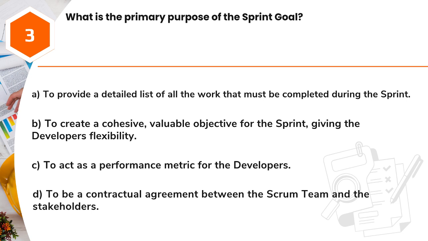Question 3. What is the primary purpose of the sprint goal? A. To provide a detailed list of all the work that must be completed during the sprint. B. To create a cohesive, valuable objective for the sprint, giving the developers flexibility. C. To act as a performance metric for the developers. D. To be a contractual agreement between the Scrum team and the stakeholders.